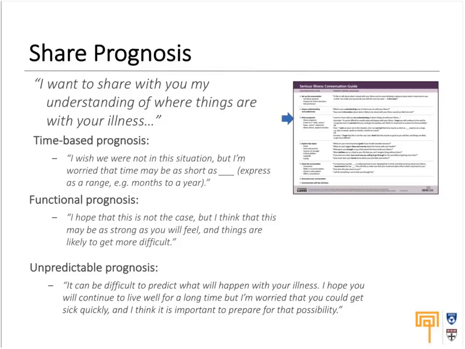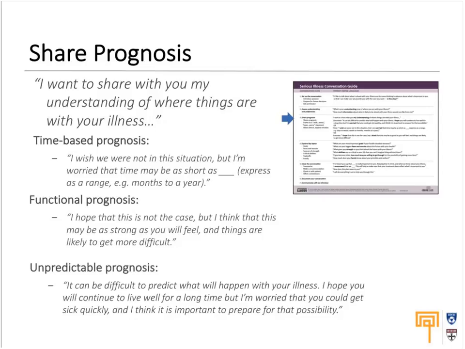So again, we have the tested language, just stating first that you want to share: I want to share with you my understanding of where things are with your illness. And then these are 3 different examples of prognoses that are on the guide. One is a time-based prognosis, one is a functional prognosis, and one is unpredictable, to address the fact that many are unpredictable. So it lets us provide patients with the information that will help them frame their goals and priorities, while also addressing the knowledge that not everything is time-based.